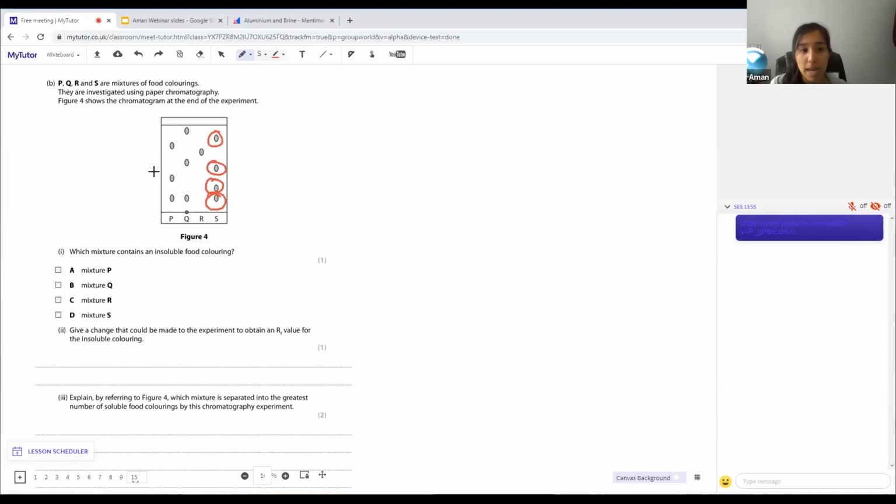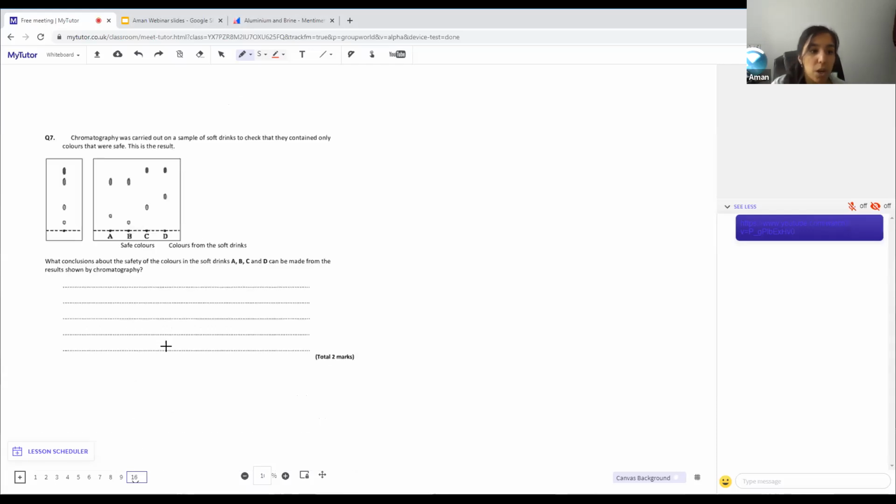Whereas the others, so P has 3, Q has 3 plus an insoluble substance. So we can't say that Q is the mixture that's separated into the greatest number of soluble food colorings. And the reason they don't want you to say Q is because of these words here, by this chromatography experiment. So what that means is we don't actually know about Q. So that's why we can only say, based on this chromatography experiment, that it's S, and R only has 1. So yes, it's S. Well done. Good.